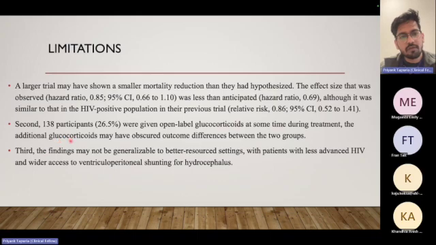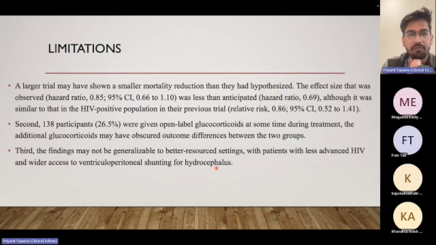So this was pragmatic actually. I wouldn't say this was a limitation. It was very pragmatic for them to give open label corticosteroids given the condition of the patients. Thirdly, the findings may not be generalizable to better resourced settings, because a lot of patients who were supposed to get a VP shunt were delayed in their resource setting. So this might be a big cause why they had so many deaths in 12 months.